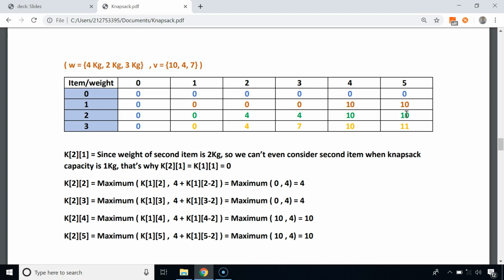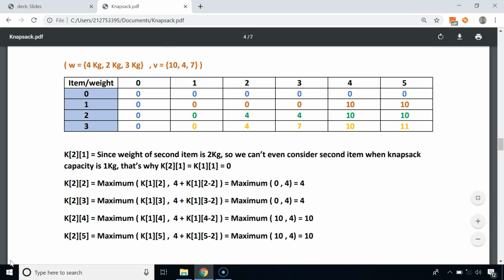Now let's calculate K25. Now K25 will be the maximum of either this value, which is 10, or the value of this expression. So 4 plus K13. Now K13 is 0. So 0 plus 4, which is 4. So the maximum of 10 or 4. So we will take the maximum value, which is 10. So K25 will be 10.